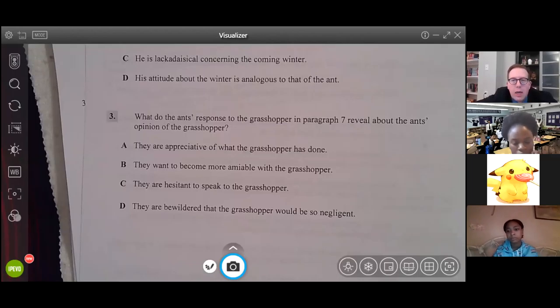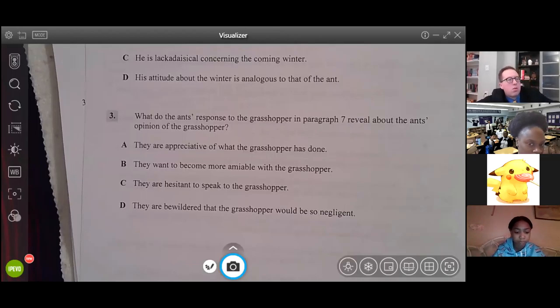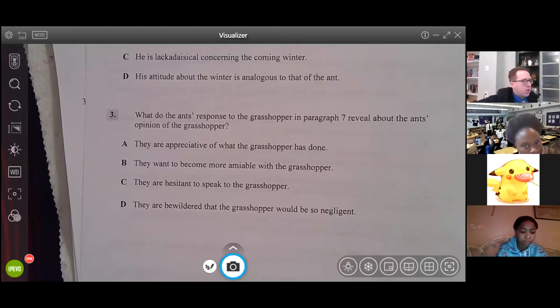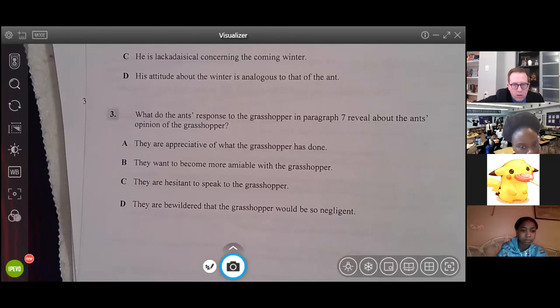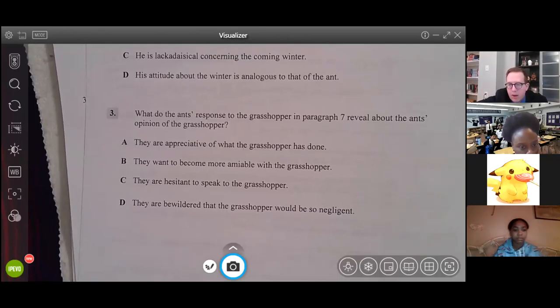It's not just the main idea, Jot, it's those questions too. It will automatically grade your questions as well. Your multiple choice questions. Please don't just go through these lazily. Please do your best on them.